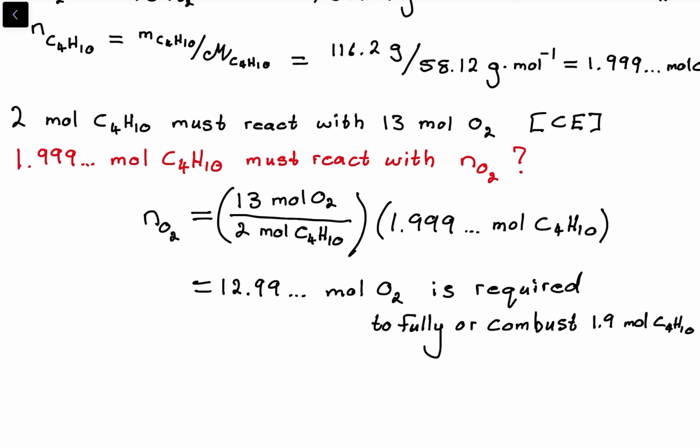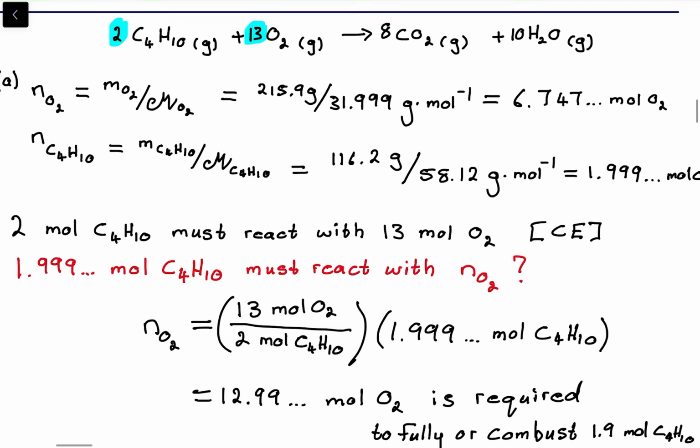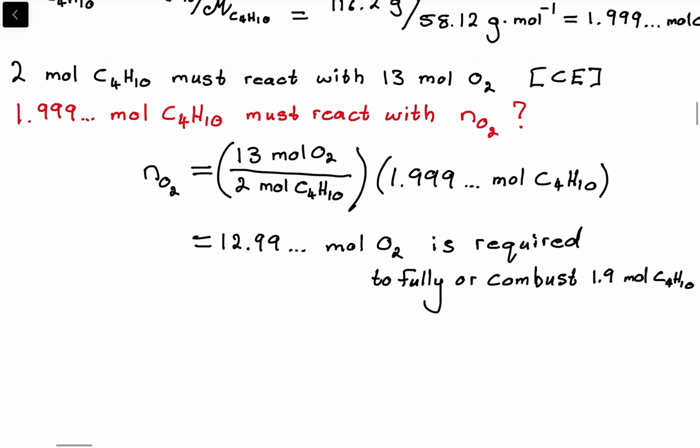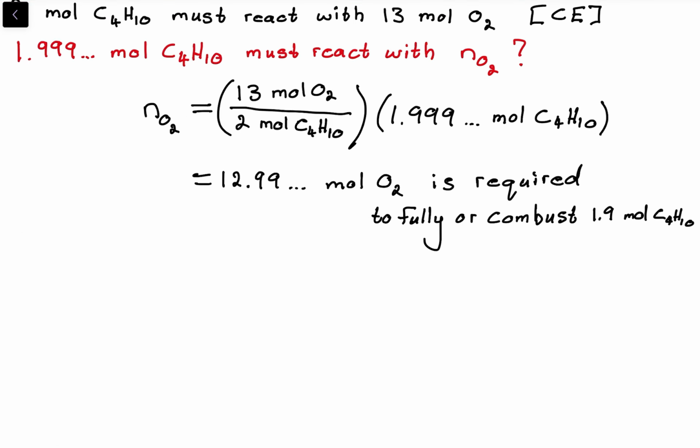Right, so the question is, 1.99 mole needs 12.99 mole oxygen. But how many moles of oxygen do we have? We only have 6.7. Hence, that means O2 is the limiting reagent.